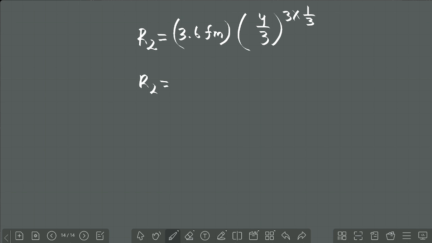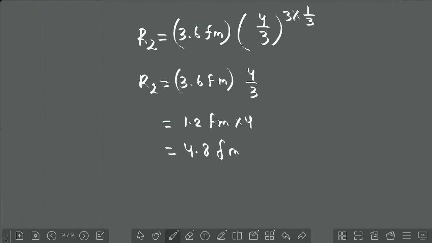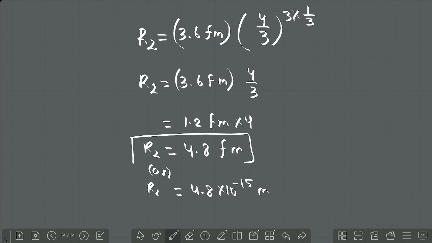Now R2 is 3.6 fermi into 4 by 3. Now the 3 and 3.6 will get cancelled. It will be 1.2 into 4. So the answer is 4.8 fermi. Or you can write in SI unit if you want: 4.8 into 10 to the power minus 15 meter. This is your answer.